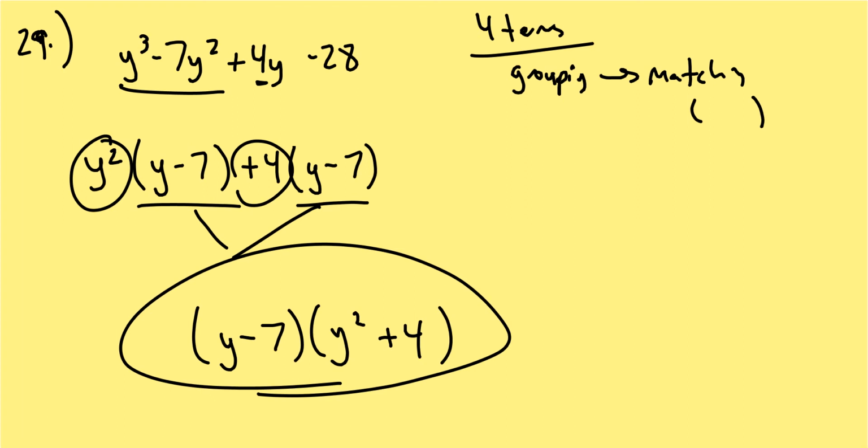Done. Y squared plus 4 cannot be broken down anymore because there's a positive sign in the middle. If that was y squared minus 4, I would go further.